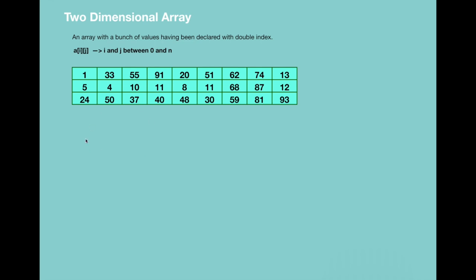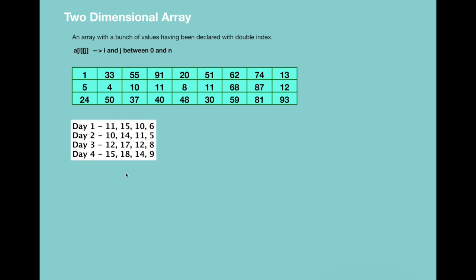Let's look at another example. Consider a situation of recording temperatures 4 times a day, every day. So we are doing it for 4 days. For each day we are recording temperatures 4 times a day and keeping it like this. So how can we present this data in an array? We cannot do it in a one-dimensional array because, as you see, we have columns and rows over here. For such situations, a two-dimensional array is very useful.